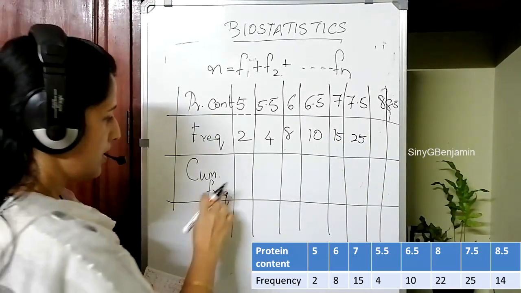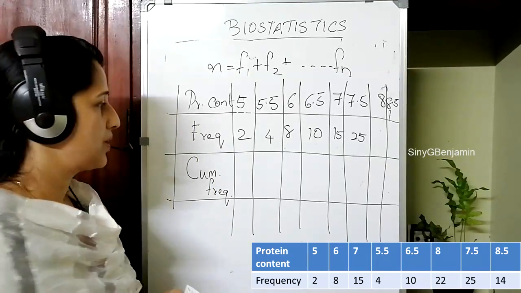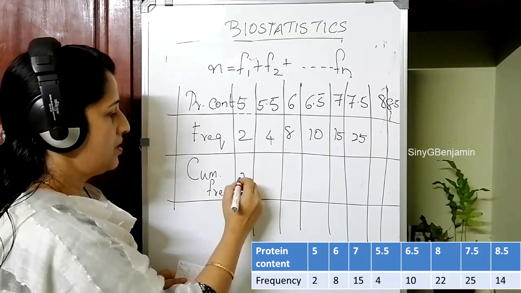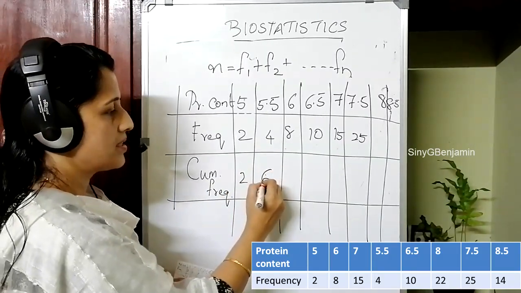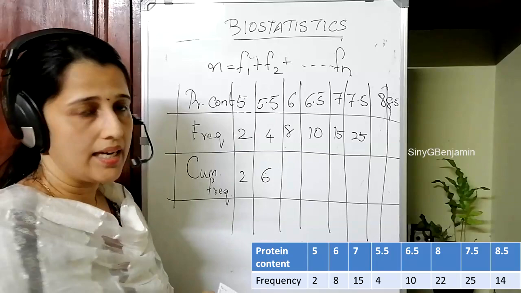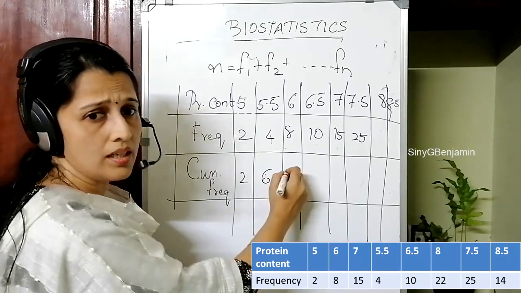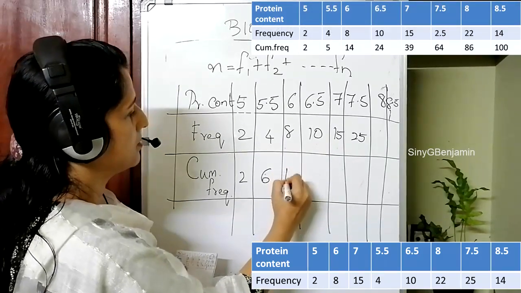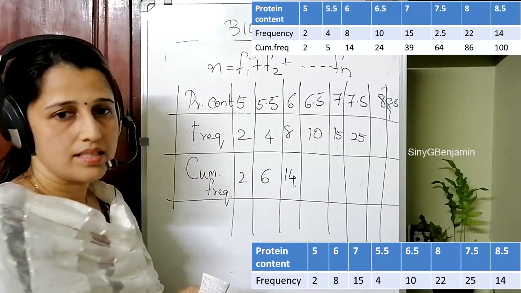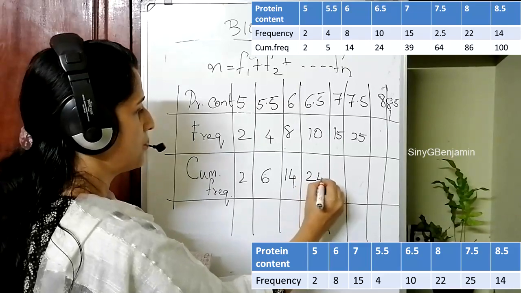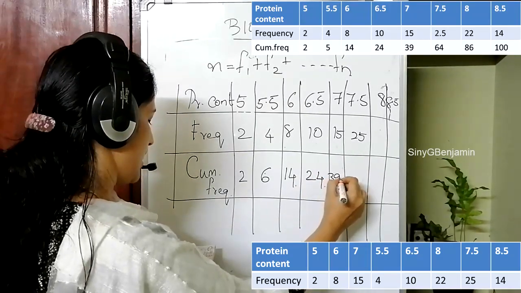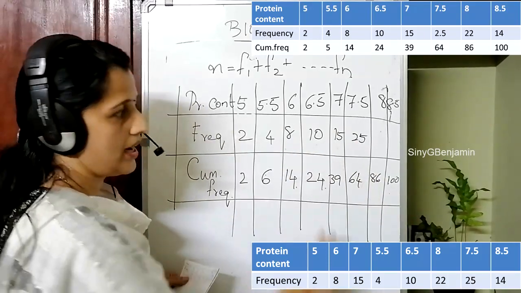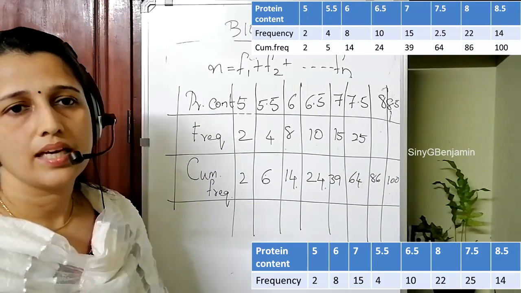And here cumulative frequency has to be calculated. That is, cumulative frequency in this column is 2. Cumulative means adding up. So here the cumulative frequency is 6. Then 6 plus 8 comes to 14. 14 plus 10 comes to 24. Then next is 39, 64, 86 and 100. You have to add. That is how cumulative frequency is calculated.